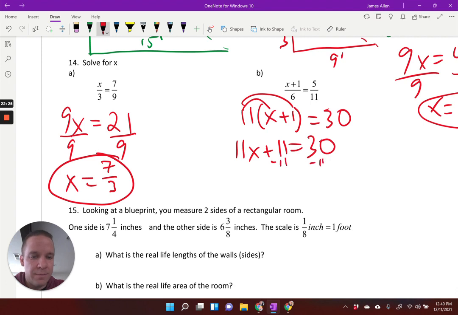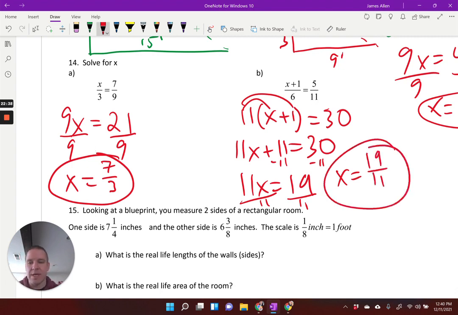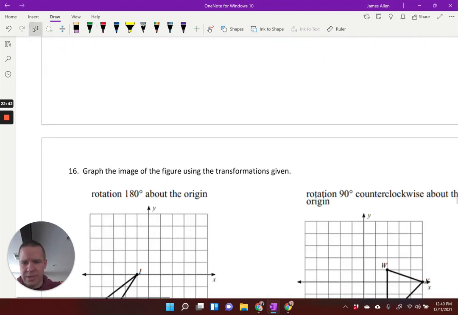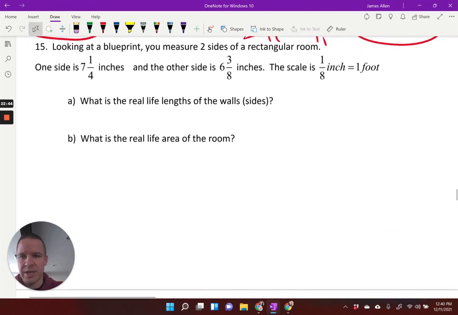I'm going to subtract 11. And I get 19. And now I can divide by 11. And I can't simplify 19 over 11, so we'll just leave it as x equals 19 over 11. Sorry about the mistakes there. All right. A couple more in this particular chapter. Then some transformations after that.